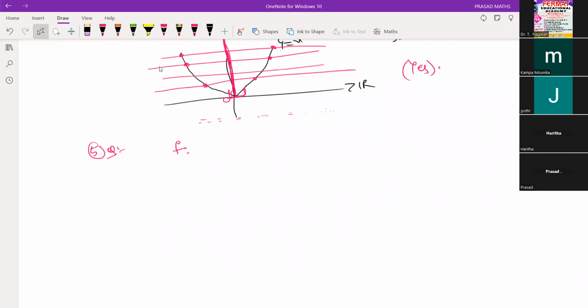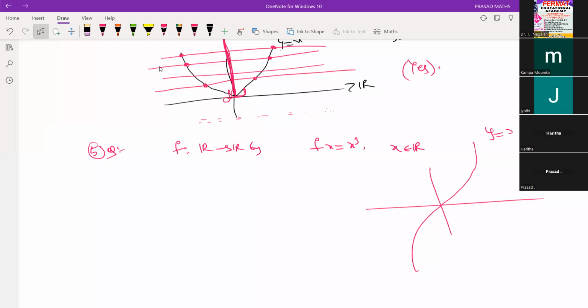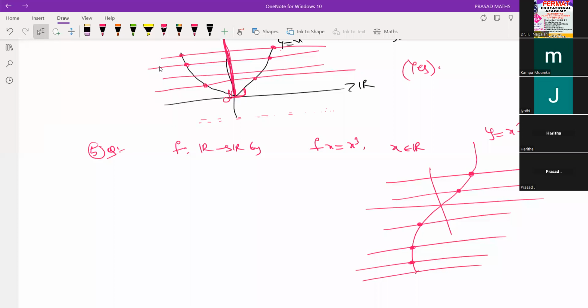Suppose you take this. Is it one-one? Is it onto? Yes, sir. One-one, yes, sir. One-one is, of course, onto also, yes. At least one point, it cuts at at least one point. So onto.